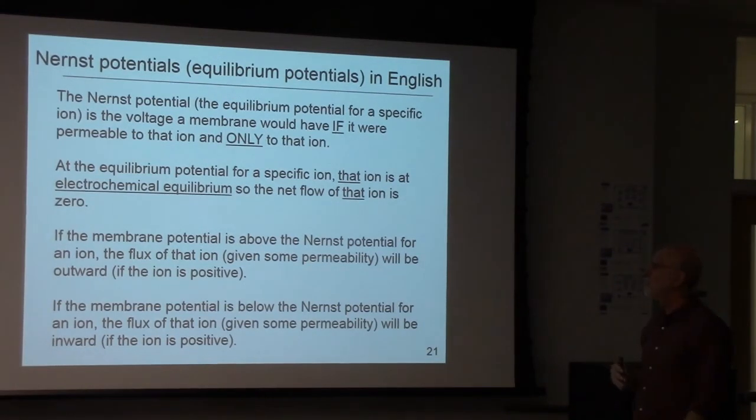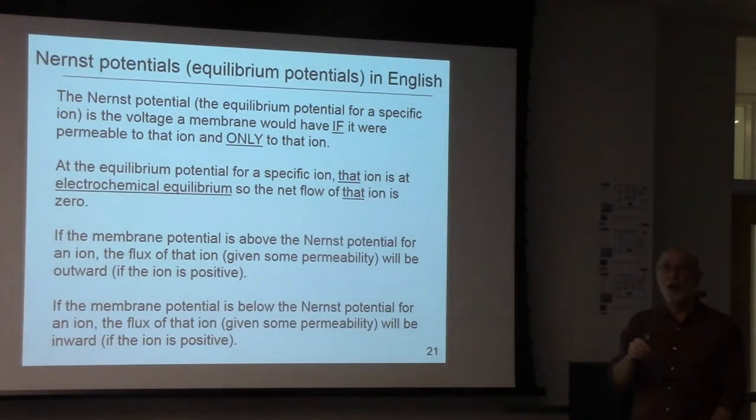So the net flow of that ion is 0. For every ion that flows down its concentration gradient, there's another ion that flows down its electrical gradient, which is equal and opposite. And so the net flow, I'm not saying there's no flow, I'm saying the net flow is 0. Every time an ion moves in one direction, an ion moves in the other direction. There's permeability, so there's flow, but there's no net flow if the membrane is at equilibrium for that ion. No net flow of that ion, to be clear.